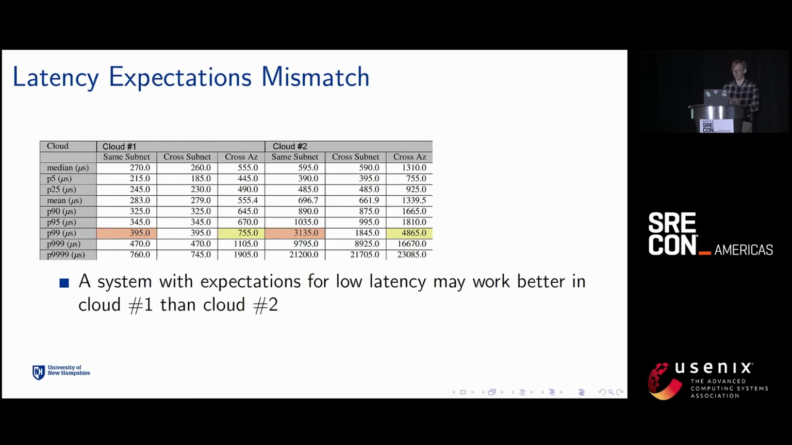I'm looking at just one dimension here, though. But if we have a system that expects low latency, right, it will surely work better in cloud number 1, which has a 99th percentile latency of 400 microseconds, versus cloud number 2 that has a 99th percentile latency of 3.1 milliseconds. So, in this case, we can have that latency expectation mismatch, right? The system expects low latency, but the environment cannot provide it.